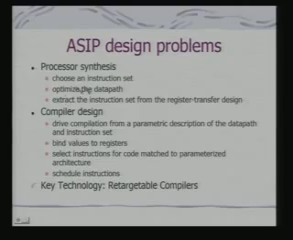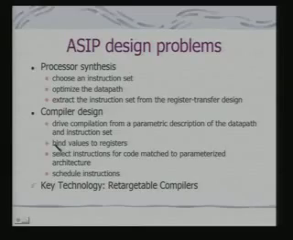So processor synthesis: choose an instruction set, optimize the data path, extract the instruction set from the register transfer design. And compiler design: drive compilation from a parametric description of the data path and instruction set, bind values to registers, select instructions for code, match to the parameterized architecture, and schedule instructions. Now you will find various parts of it. If you look at bind values to registers, select instructions for code, match to parameterized architecture, schedule instructions.